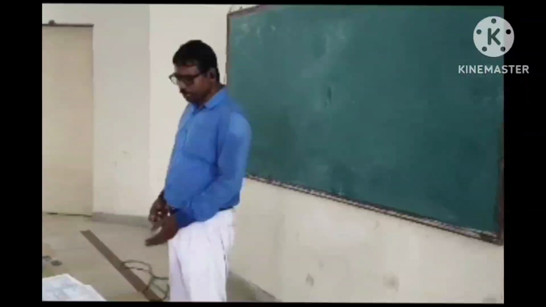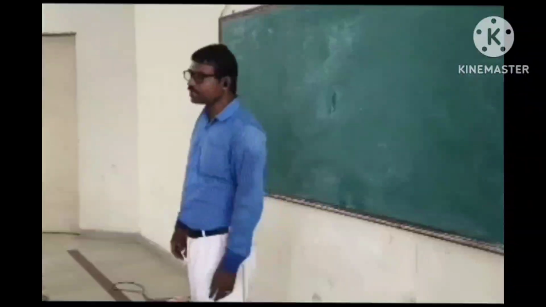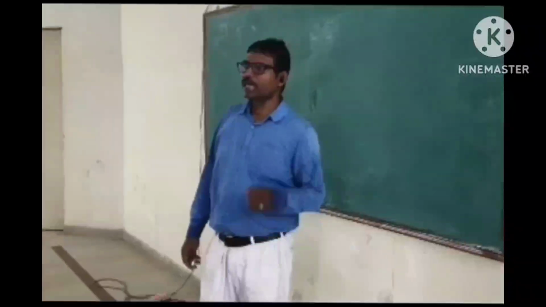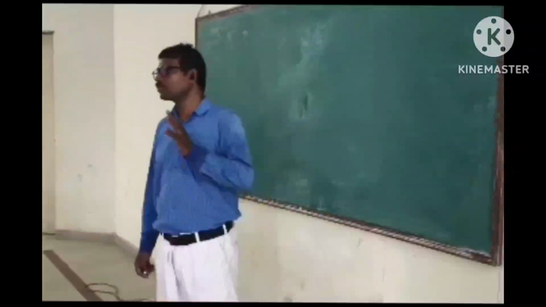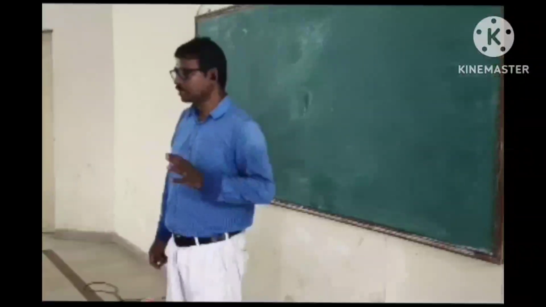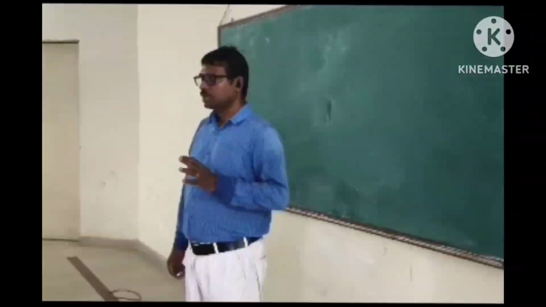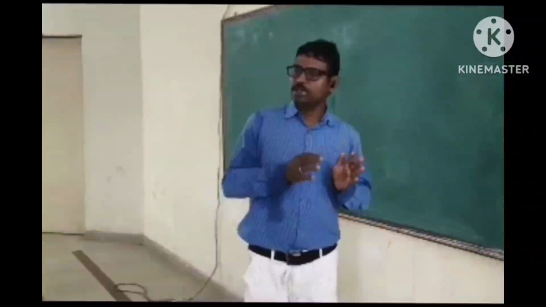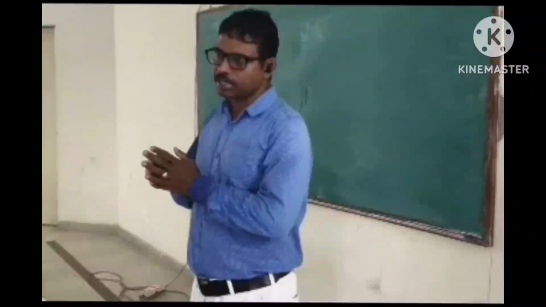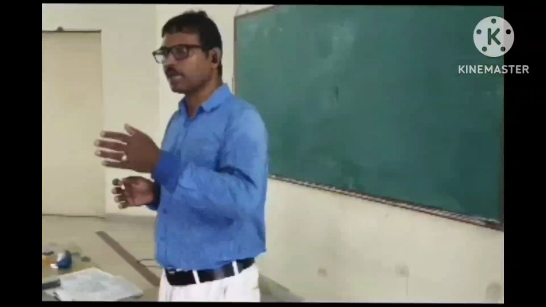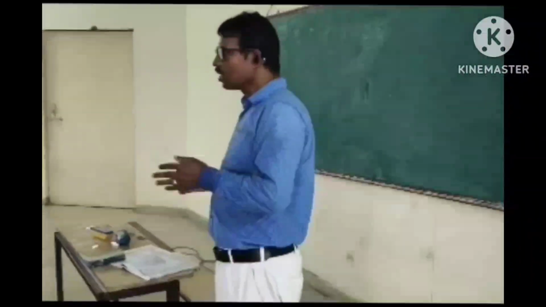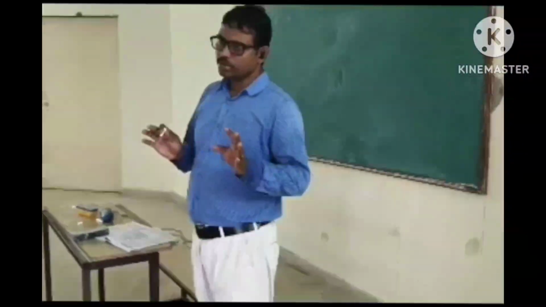So today our topic is measurement of length by direct method and indirect method. Physical quantities are of two kinds: fundamental physical quantities and derived physical quantities. Fundamental physical quantities are length, mass, time, electric current, temperature, luminous intensity, amount of substance.